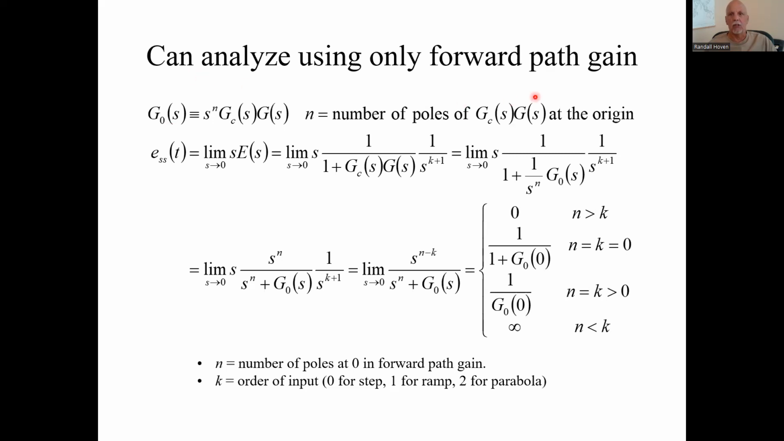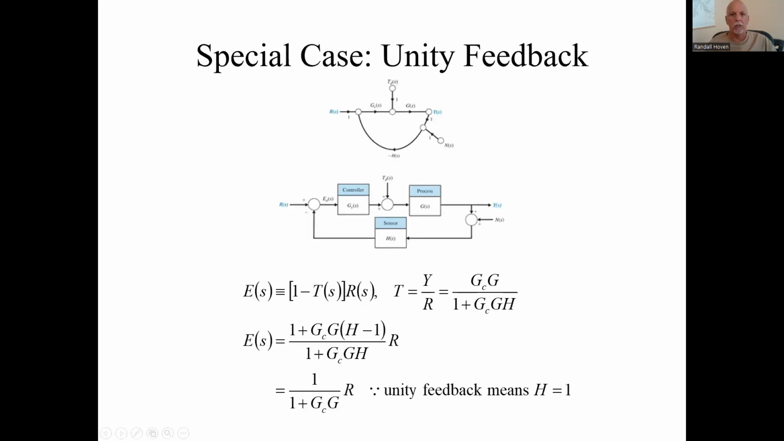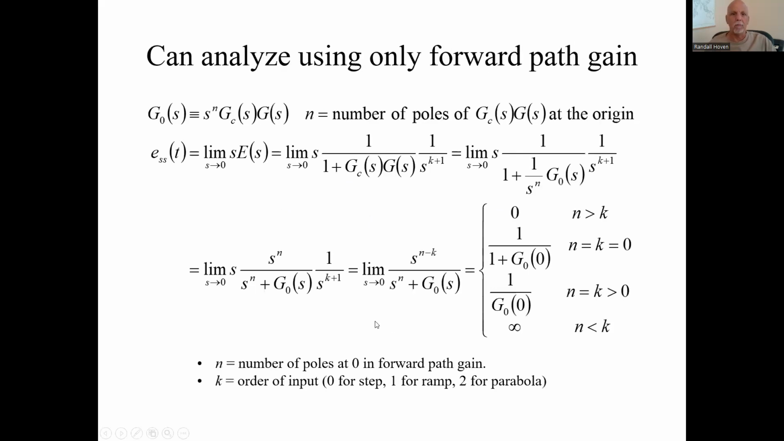Well, the big deal is here, we don't have to calculate the whole transfer function anymore. We can just look at the forward path gain, which in that picture will be G sub C times G. That's the forward path gain, and that's all we need. Don't need to calculate the closed loop transfer function anymore. Then the steady state error in the time domain is this limit in the Laplace domain.